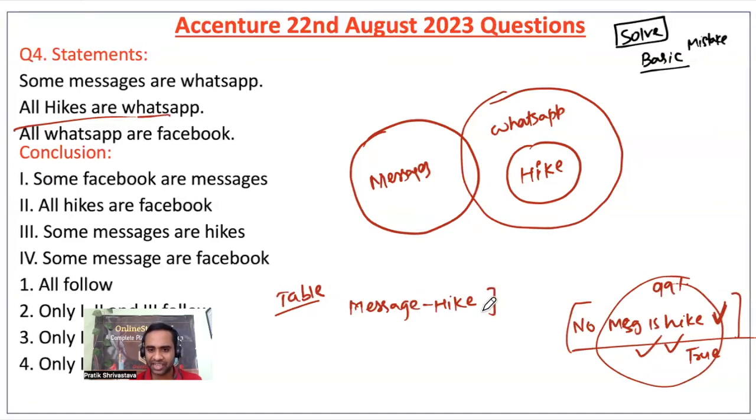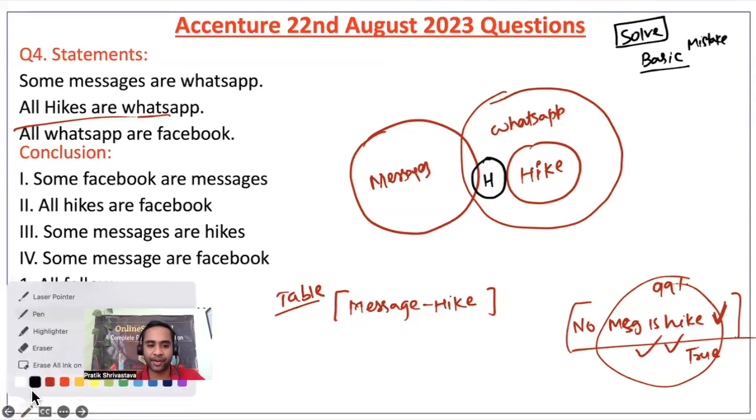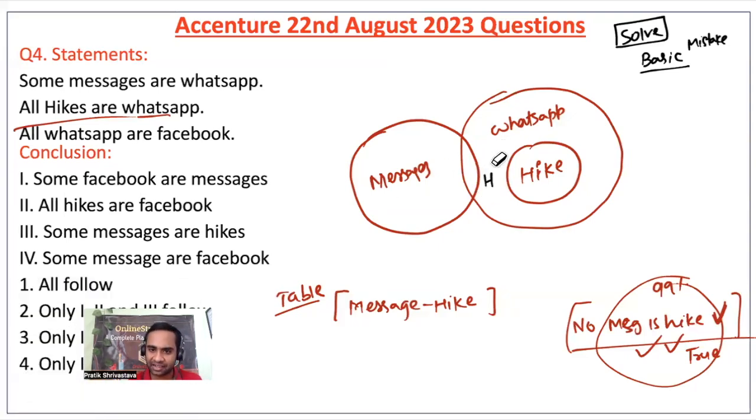So here, you'll see that the relation between them is not given. That means the message can be hike also, the message cannot be hike also, right? This can also be drawn like this, hike. So that's what I teach in the class, in the recorded videos, that this is how you have to take care of things.